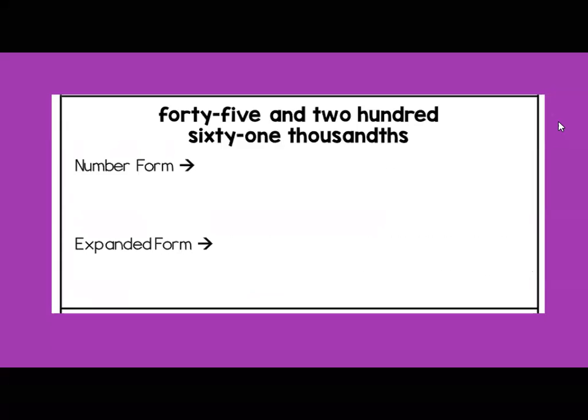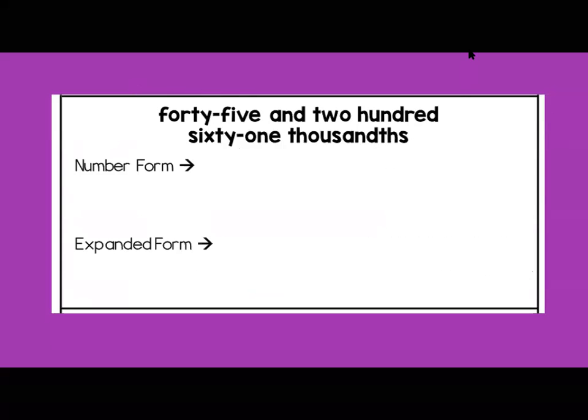Okay, so let's look at a few more examples. So they have given us a number in one form, and then they want us to write it in the two other forms of the number. So the form that it gives it to us up here is what? It's written with words, so yes, that is our word form. So we have 45 and 261 thousandths.